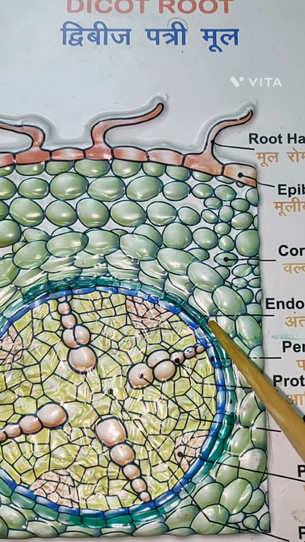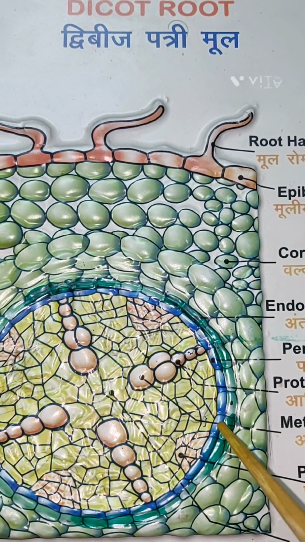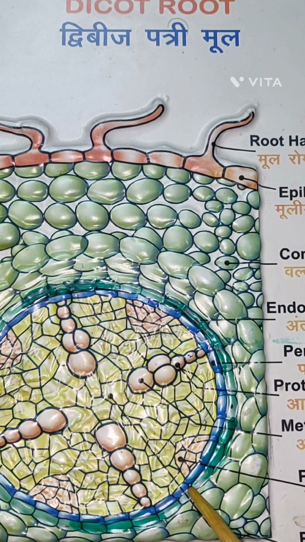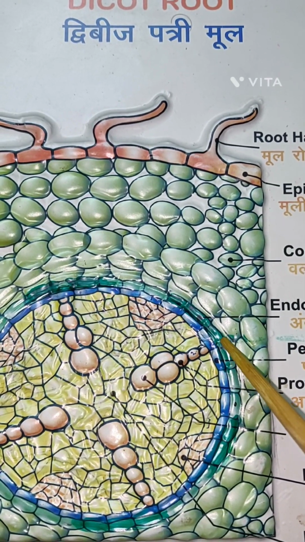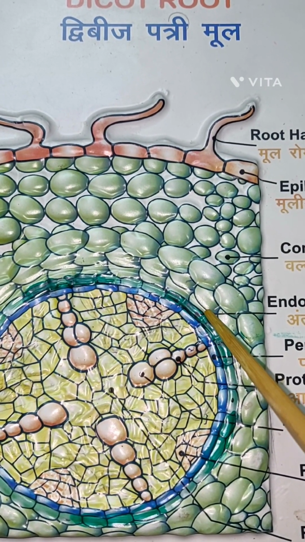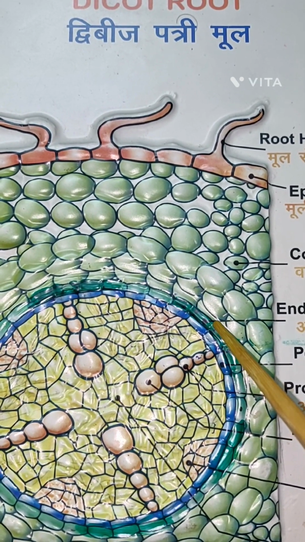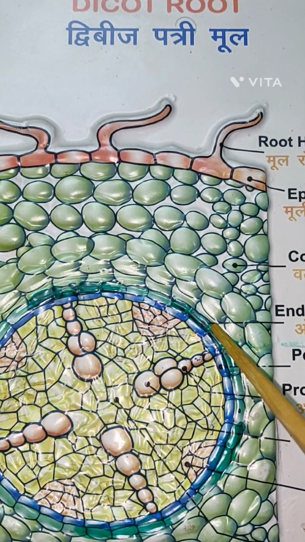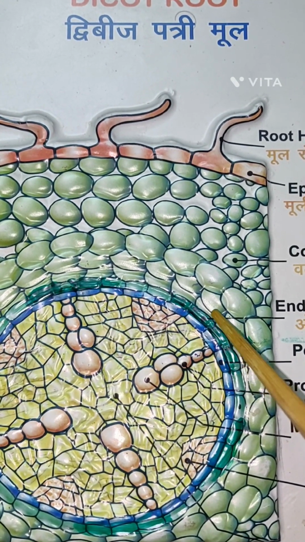Now the endodermis of root has strips. These strips are called Casparian strips. Now what are these Casparian strips? In these cells, the radial walls and tangential walls are deposited with a water impermeable substance called suberin. Because of the presence of suberin depositions, leakage of water will not happen.